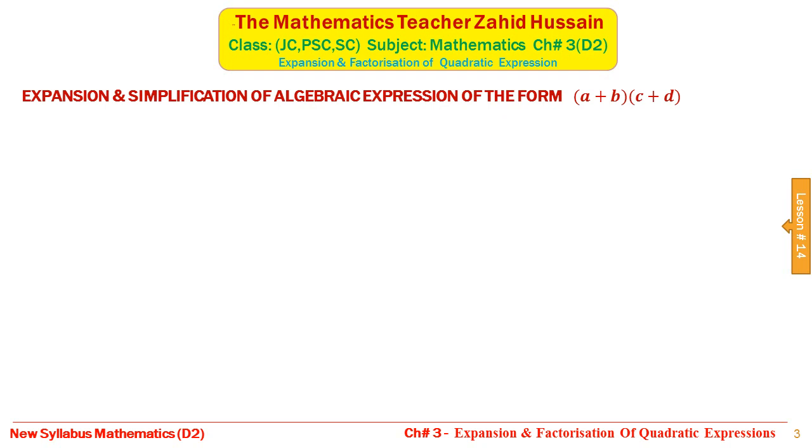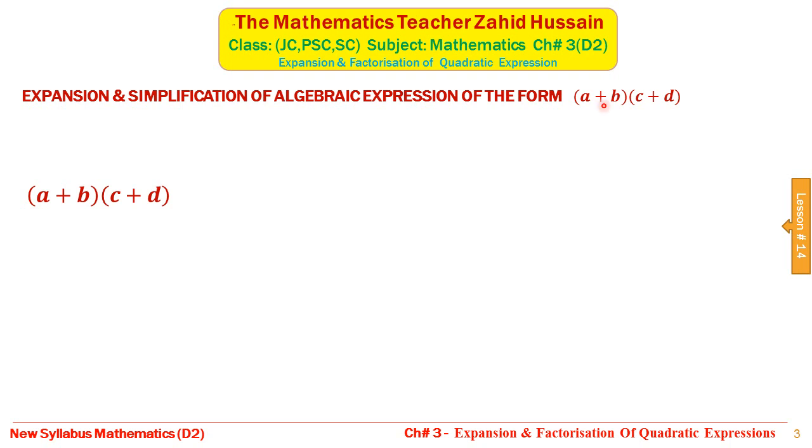Now in this lesson we will study one more type of expansion, the expression which has two brackets of this type. That is, if we have an expression with two brackets, a plus b multiplied by c plus d, and within brackets there is an expression in each bracket, and each expression can have two or more terms.